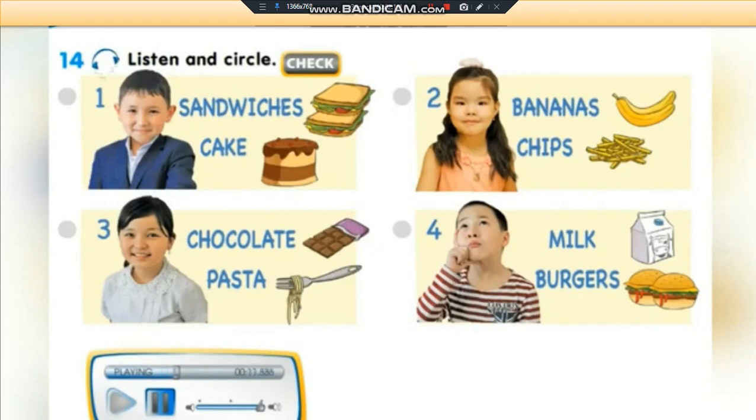Chips. 3. My favorite food is pasta. 4. My favorite food is burgers.